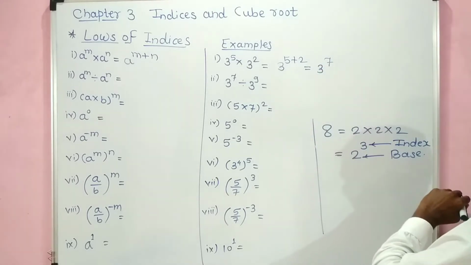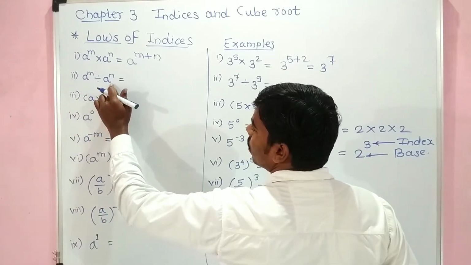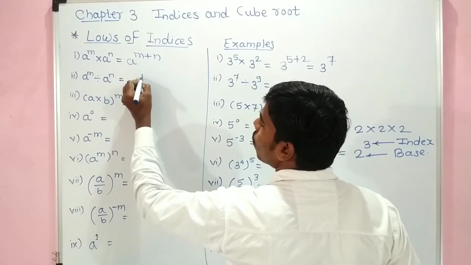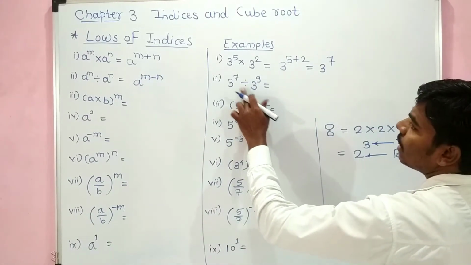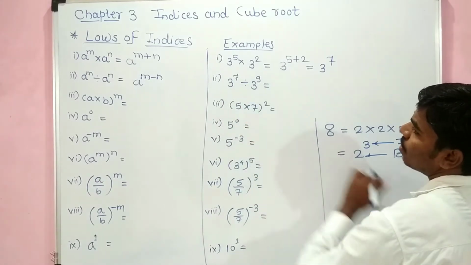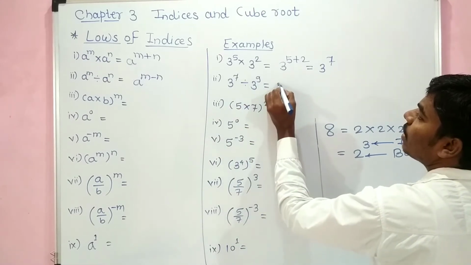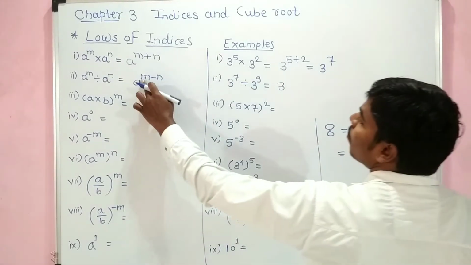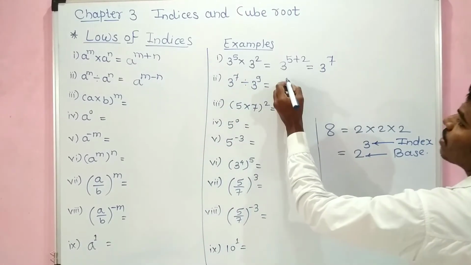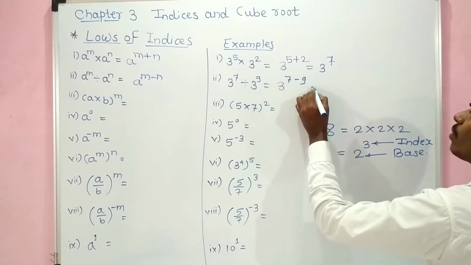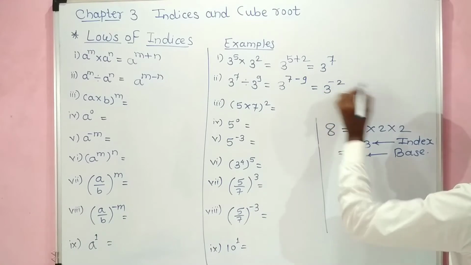3 raised to 7. Second rule, a raised to m divided by a raised to n. It can be expressed as a raised to m minus n. Example, 3 raised to 7 divided by 3 raised to 9. By this rule, we can write base are equal, 3, and m minus n. It means subtraction between indices, 7 minus 9. Therefore, answer is 3 raised to 7 minus 9, minus 2.